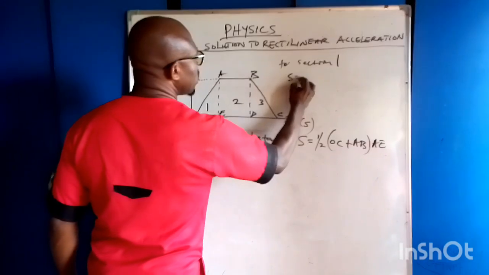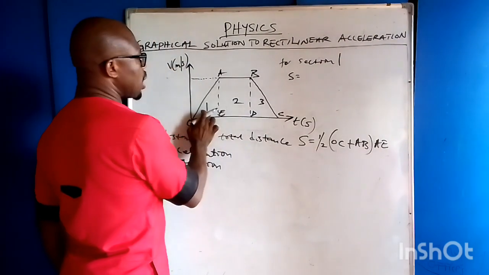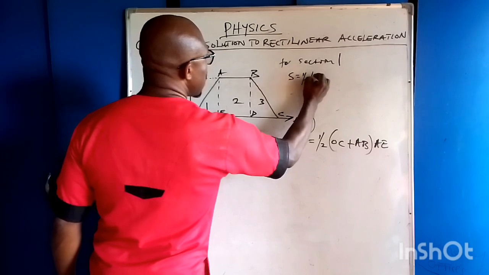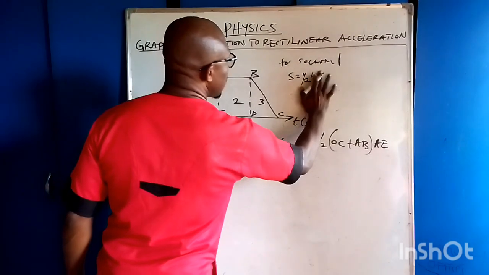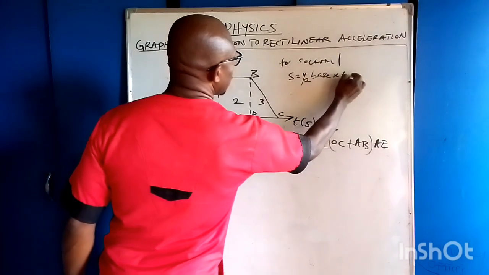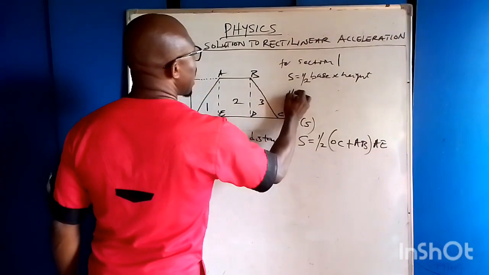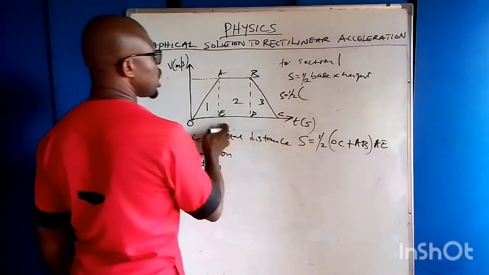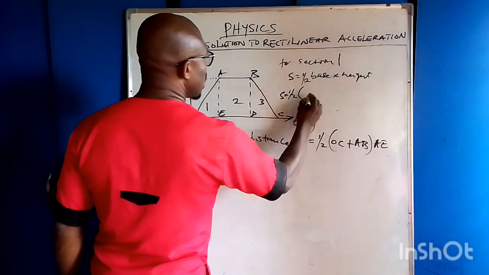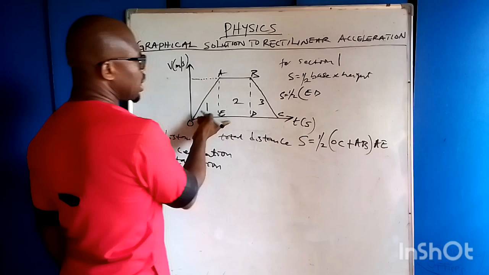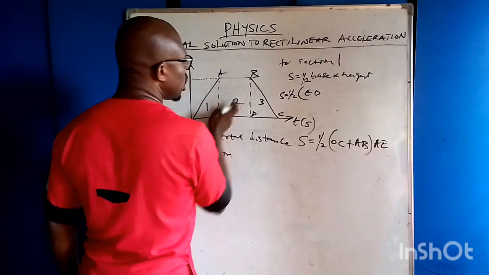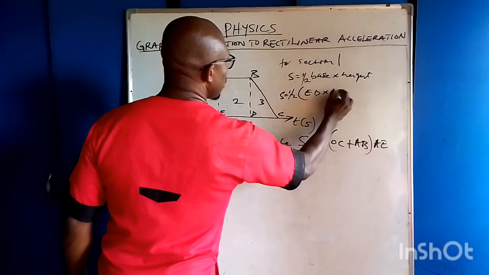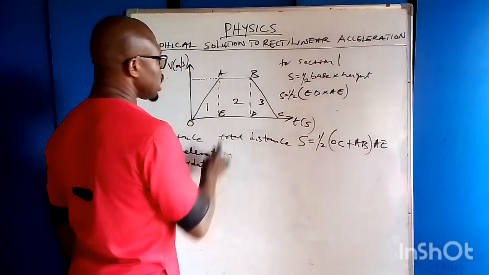For section 1, the distance covered there is the area of this triangle. Section 1, area of triangle, distance there is half base times height. And of course, half base times height will now give us distance is equal to half into the base. Now, this is the base. The base is ED times the height of this, which is BD or AE. Half base times AE. Okay, that is for here.